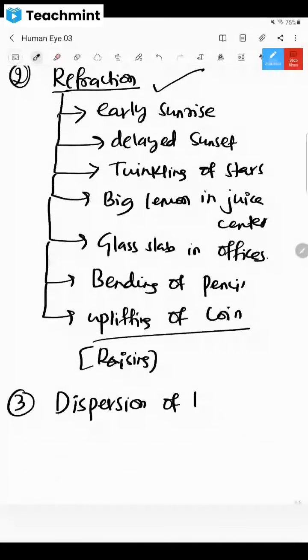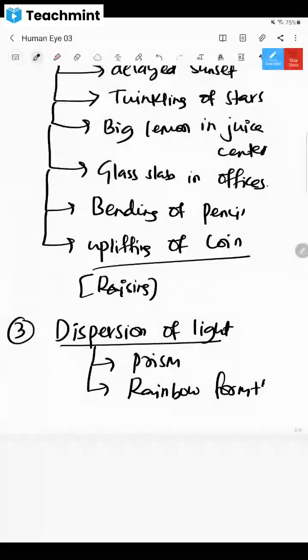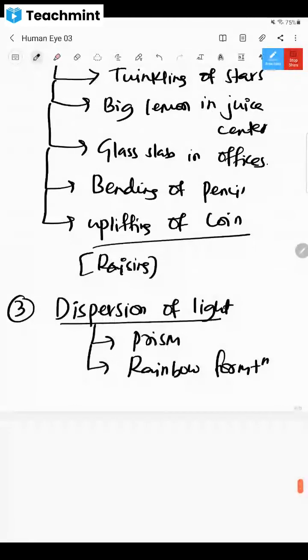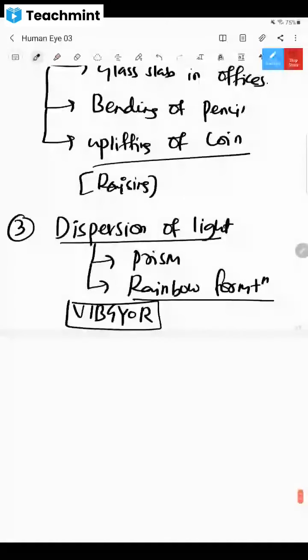In dispersion of light, what have we seen? We have seen the prism. After that, we have seen rainbow formation. Yes or no? These are the things we have seen in dispersion of light. All these colors: violet, indigo, blue, green, yellow, orange, red. Correct? Yes, sir. Did we see the rainbow formation or not?